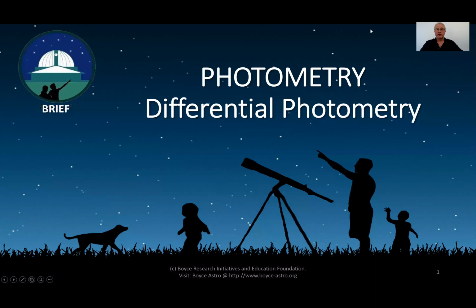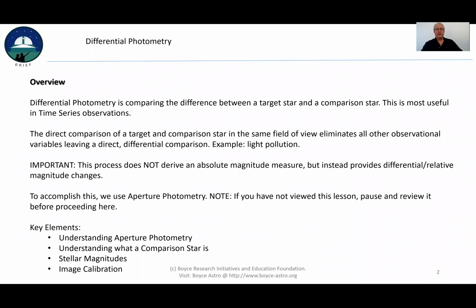Hello, and welcome to another brief video lesson on photometry, differential photometry. Differential photometry is in essence comparing the difference between a target star and a comparison star. This is most useful in time series photometric observations.